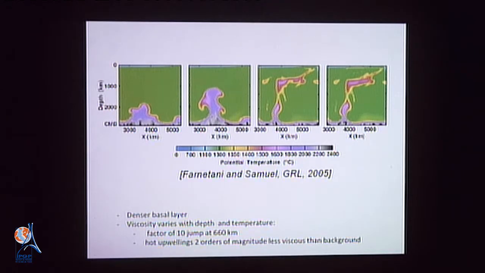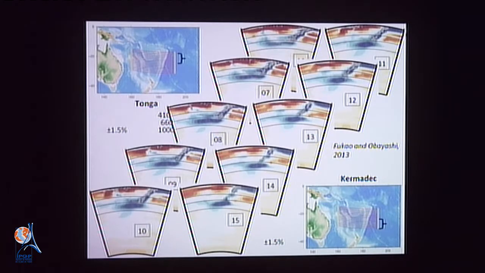The other thing is this deflection at 1,000 kilometers, which is reminiscent of laboratory experiments from Farnetani and Samuel 10 years ago, showing that if you have a change in viscosity, here it was put at 660 kilometers, you will change the morphology. You will have deflection and narrowing of plumes in the lower viscosity region in the upper mantle. So this is, of course, to be confronted with what happens in the fast velocity zones.